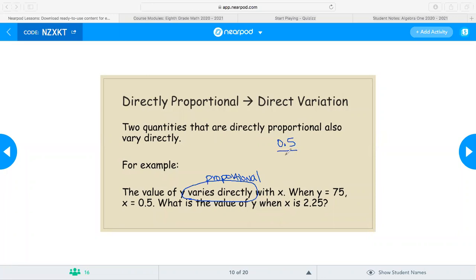So 0.5 over 75 equals, what is the value of y when x is 2.25? Well, I put x on top of the first fraction, so I need to put x on top of the second fraction. And I'm looking for y. Now, y is not always the missing variable. For some reason, I just made all the examples like that, okay? So from here, you need to cross multiply. Your goal is to finish before me, unless you don't understand.